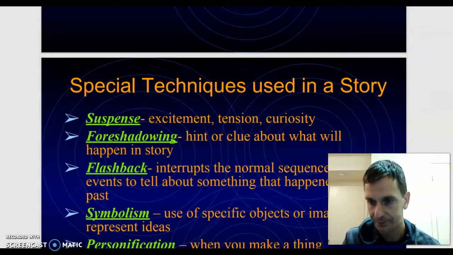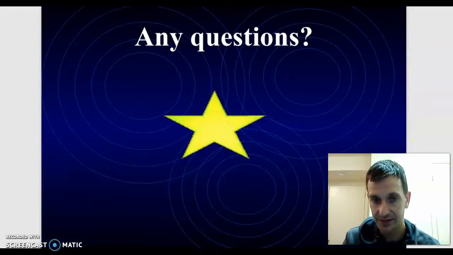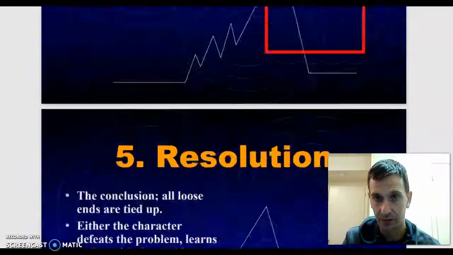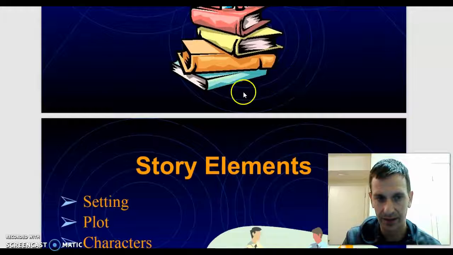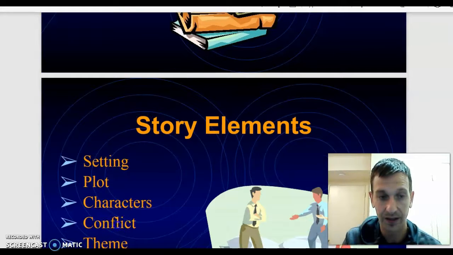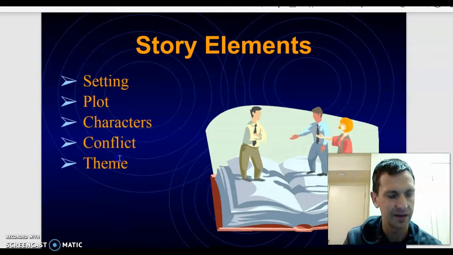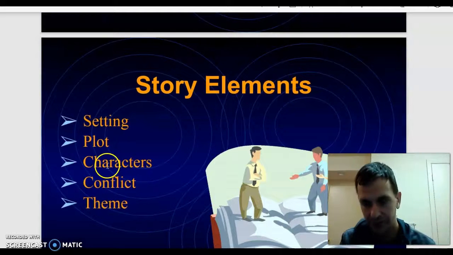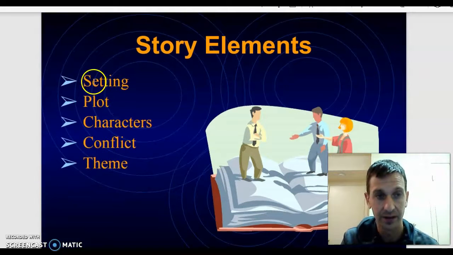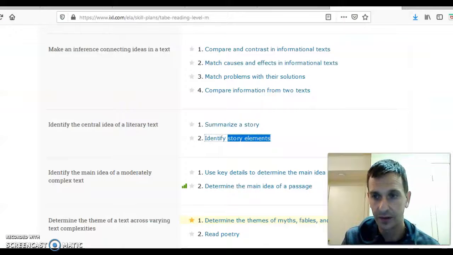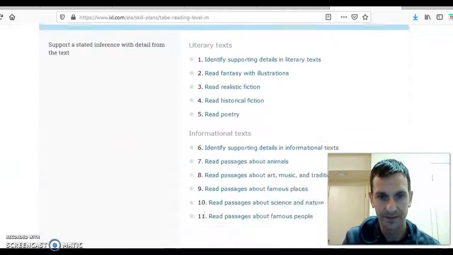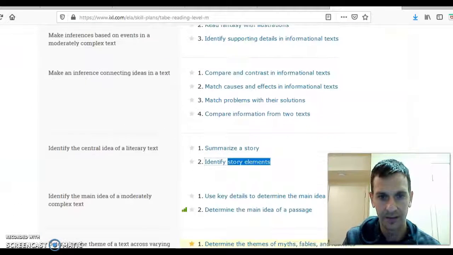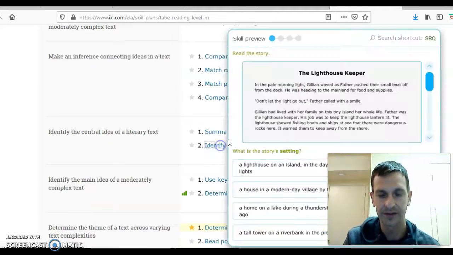All right, so this is story elements in a nutshell. What we're really going to focus on this week is setting, plot, characters, and conflict. I wouldn't necessarily get into theme too much, because we've talked about it and we know what theme is. But these are the things we need to know. All right, so let's go to iExcel. We're going to be in the M test, and as we see, identifying story elements.